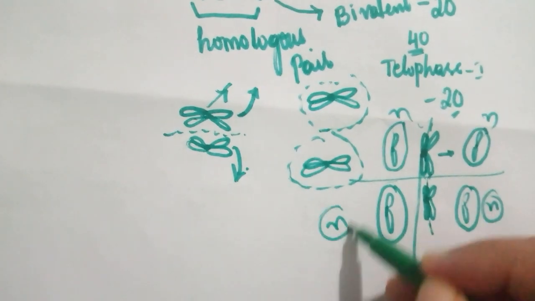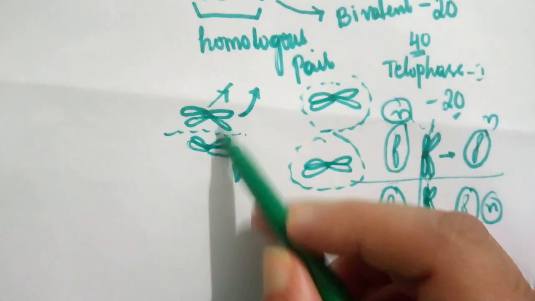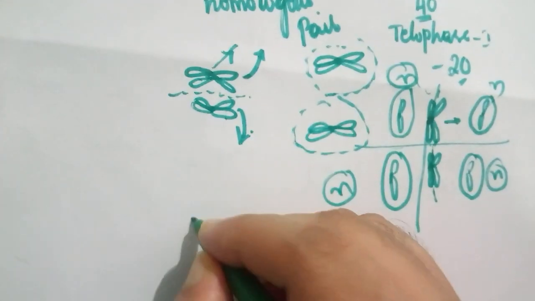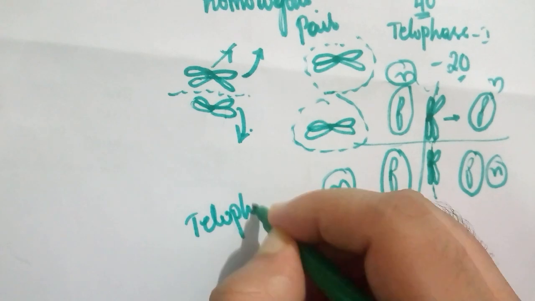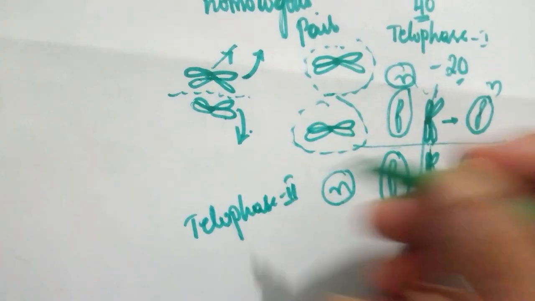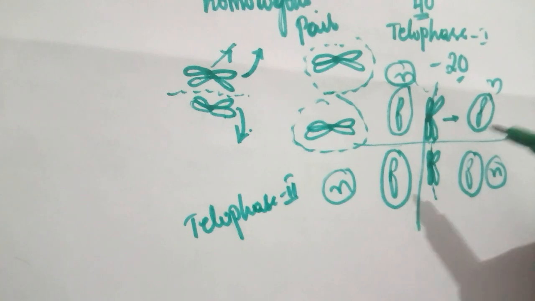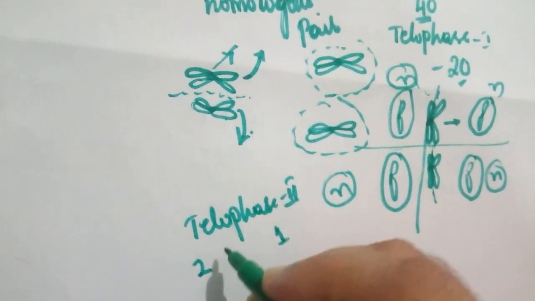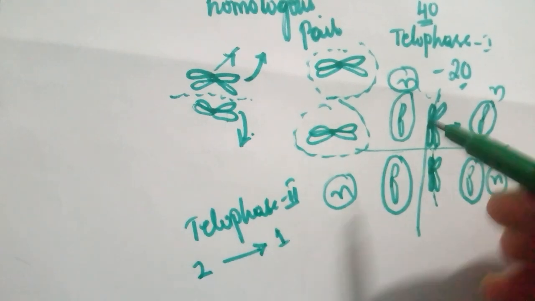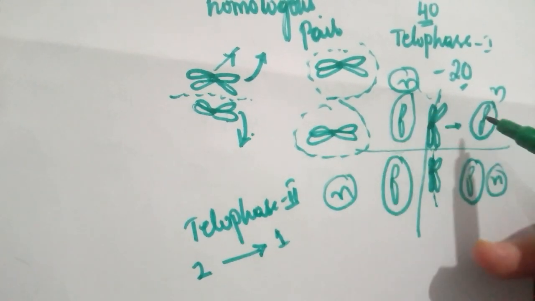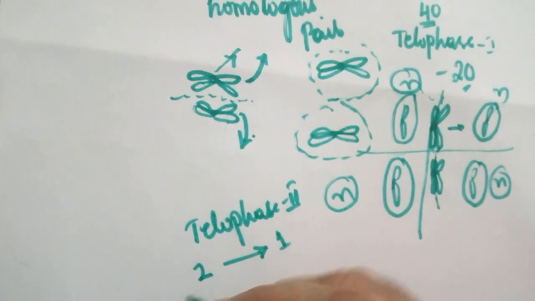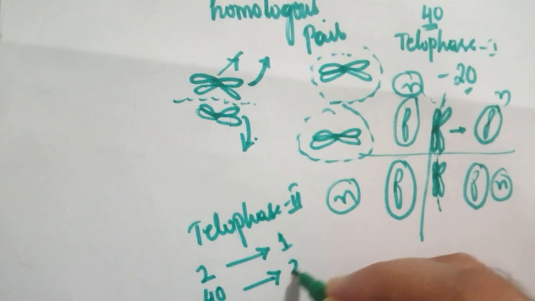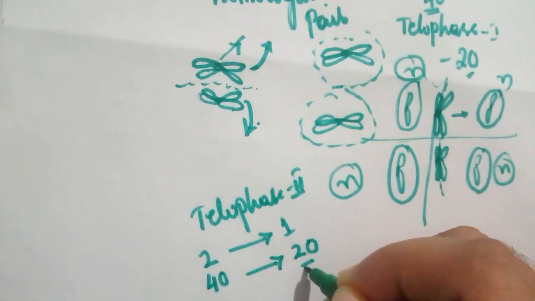So when you are taking two chromosomes initially, at the end of telophase 2, how many chromosomes are present in each nucleus? Only 1. So in our question, we have 40 chromosomes. At the end of telophase 2, how many chromosomes will we have? Half of 40, that is 20.